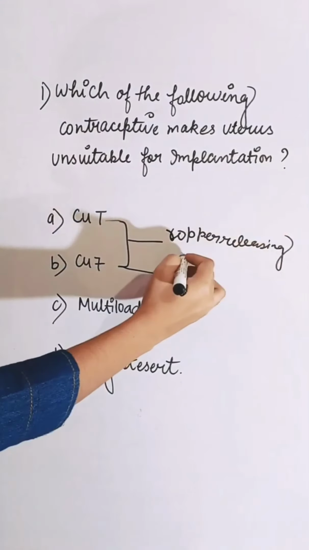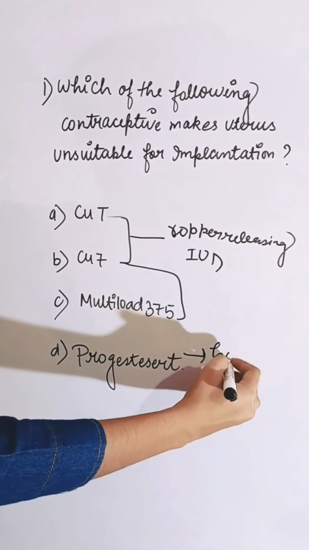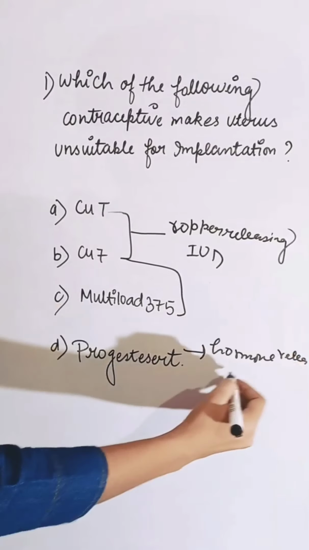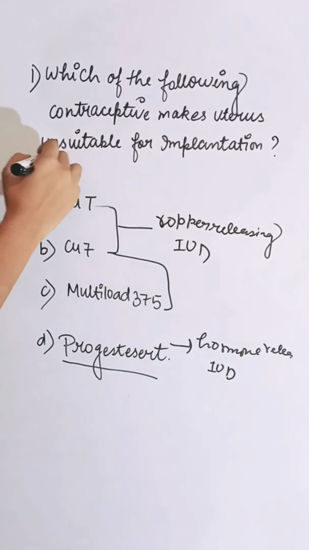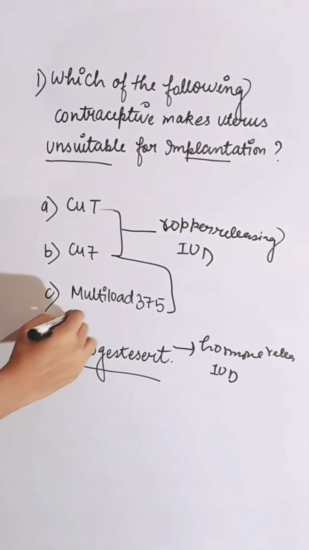Copper releasing IUD and progestin is hormone releasing IUD. Progestin makes the uterus unsuitable for implantation. So correct answer is D.